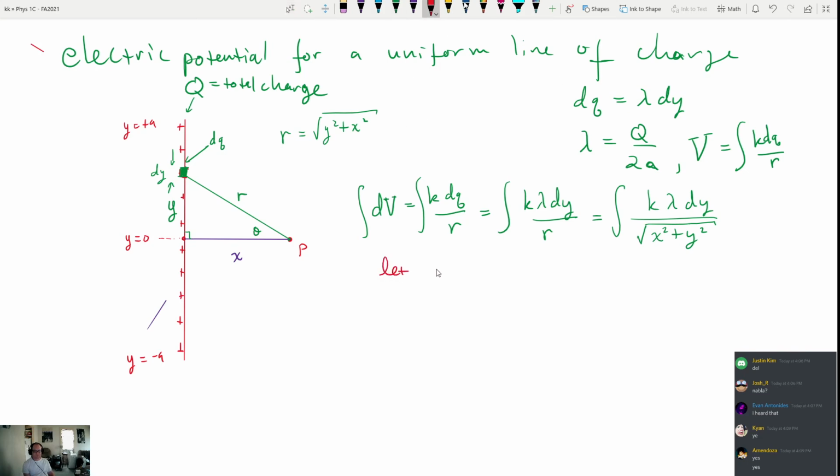I can usually do u-subs in my head. I can't do trig subs though. Right, make that substitution. Let y equal x tan theta, dy equal x secant squared theta. Then we end up getting the integral.